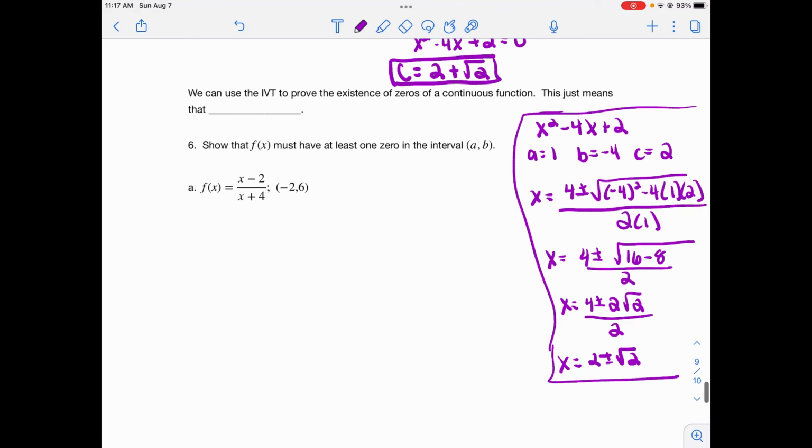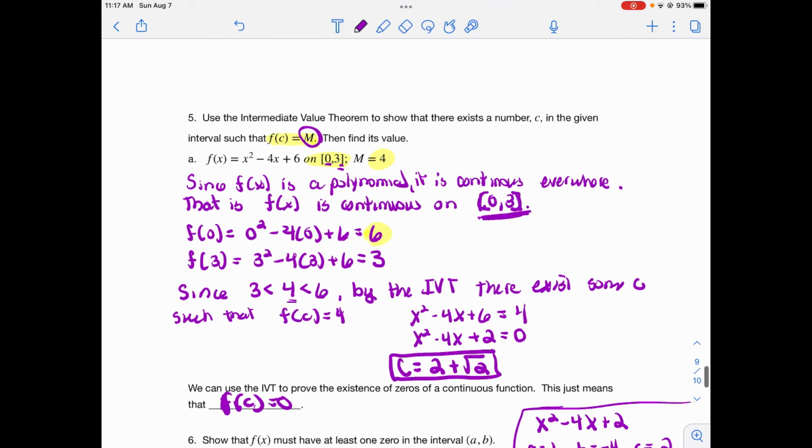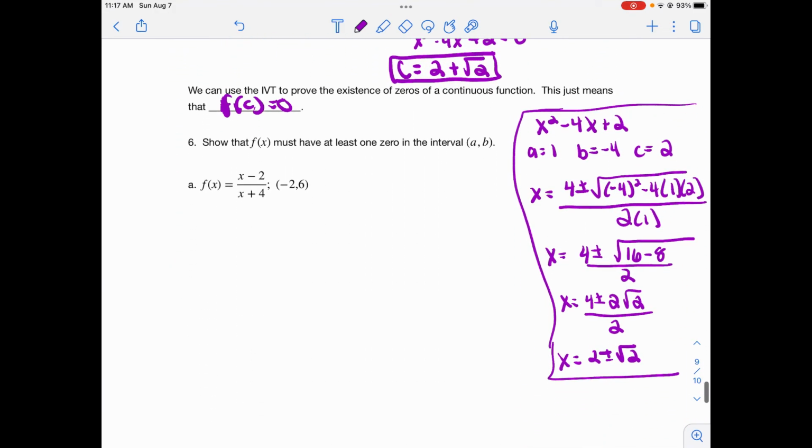All right. Most often, you'll use the intermediate value theorem to find the zeros of a function. Basically, that's where the function value, f of c, is equal to 0. So it's the same as this, but now m is just 0 when it asks you to find the zero of the function. Alright, so show that this function must have at least one 0 between -2 and 6. So the condition statement goes first.